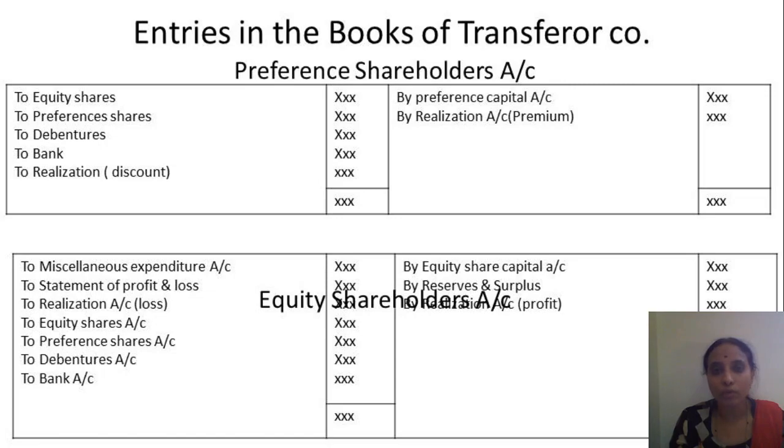So this is the preference shareholders account. Then the equity shareholders account also, similarly, by equity share capital account on the credit side. Then by reserves and surplus on the credit side.